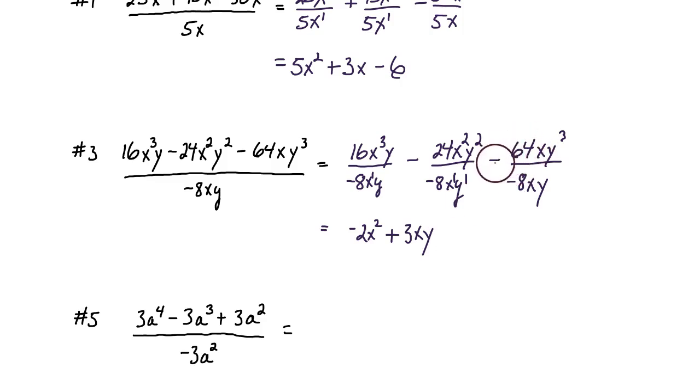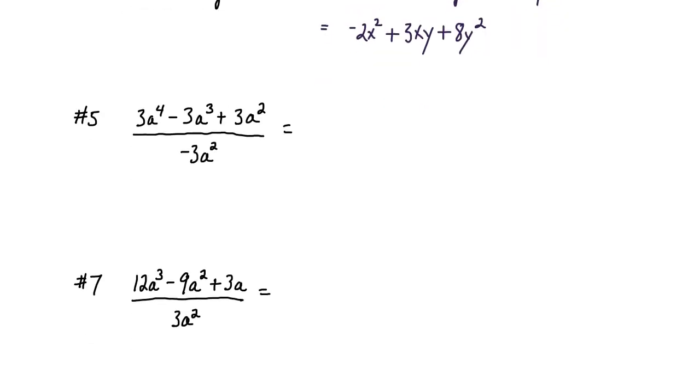Now on the end, we have negative divided by negative. That makes positive. 64 divided by 8 is 8. X divided by x cancels away. Y to the third divided by y to the first makes y to the second.